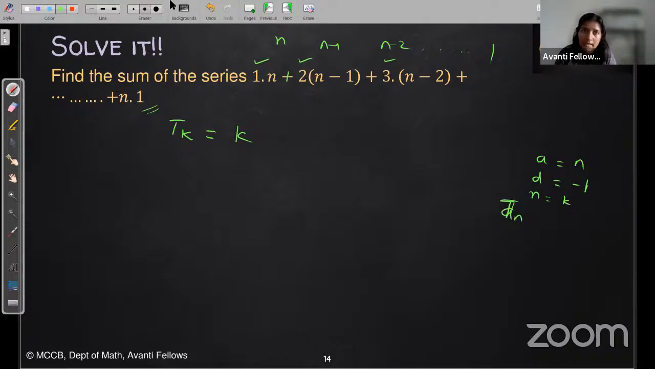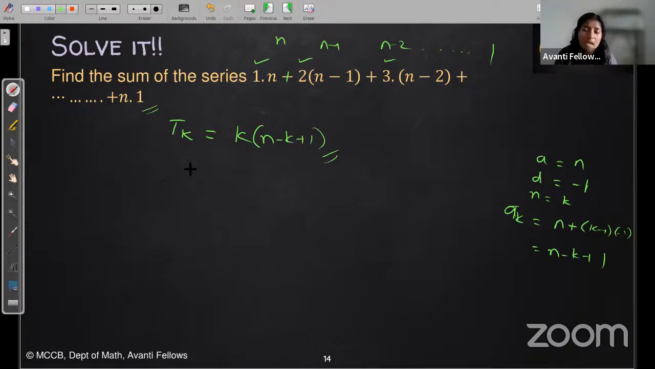What will be the term of that? Tk will be equal to a plus (k minus 1) into d, that is minus 1. So it will be equal to n minus k plus 1. So I can write it here as n minus k plus 1, right? So this will be the kth term.